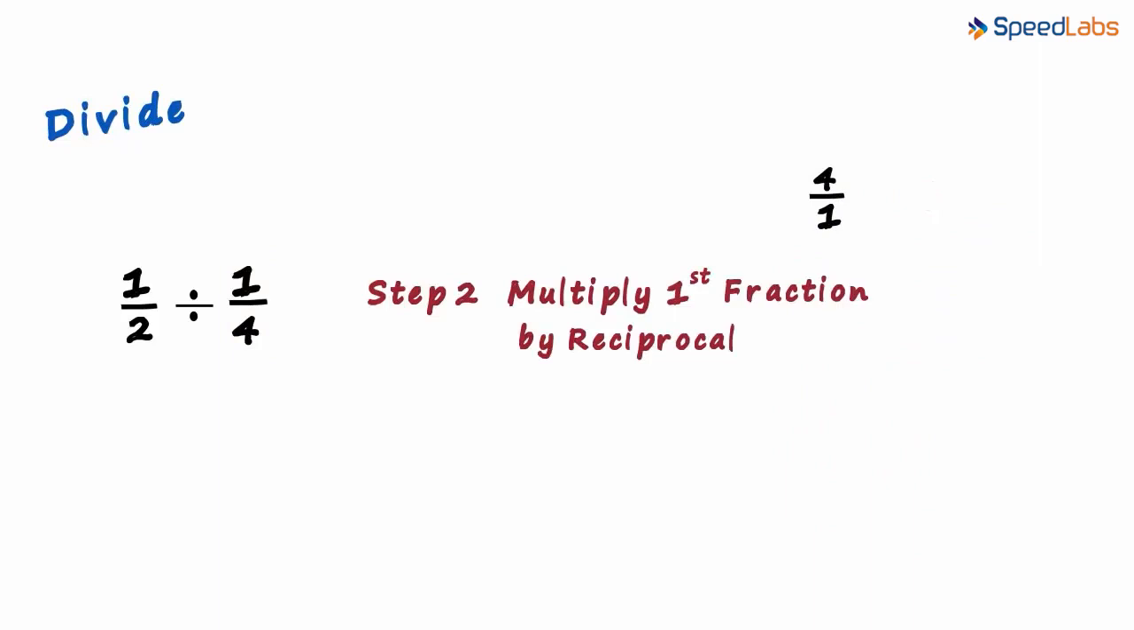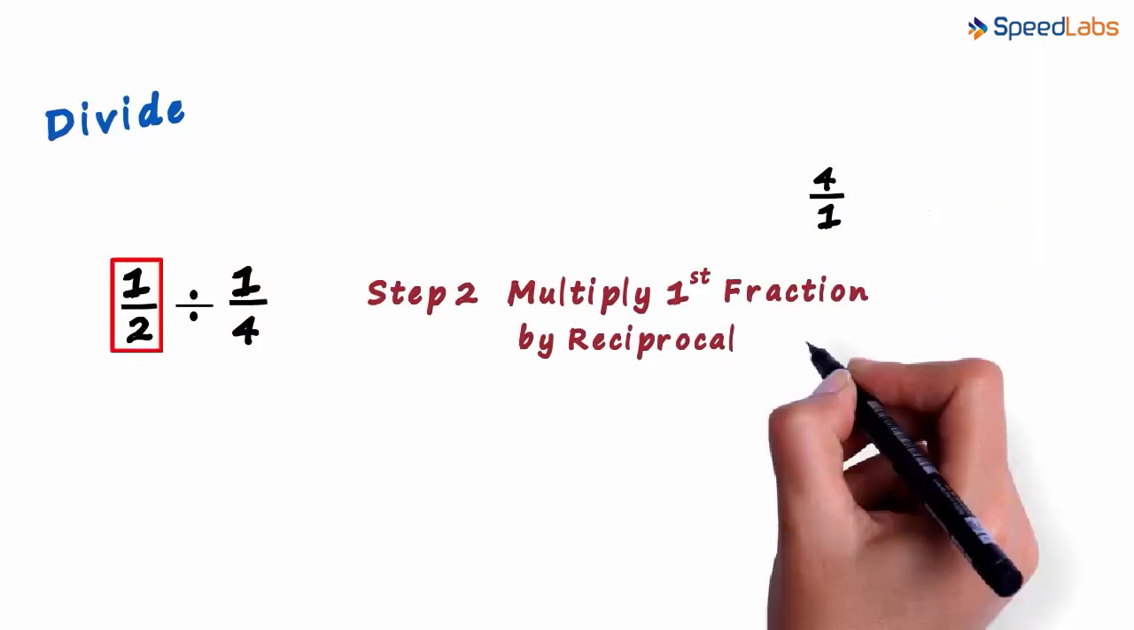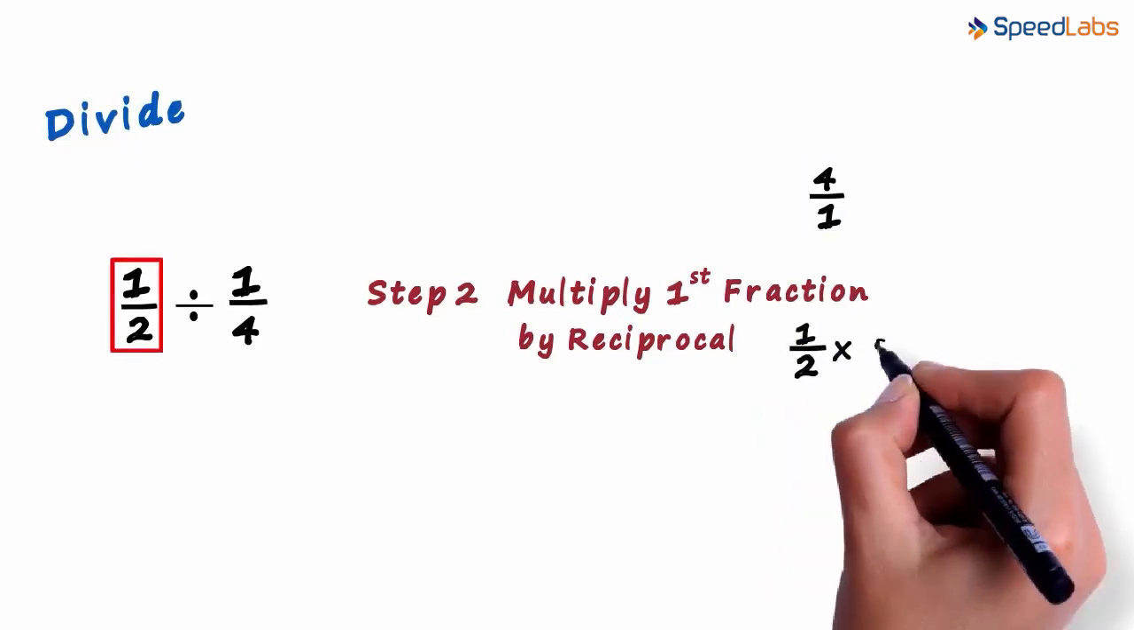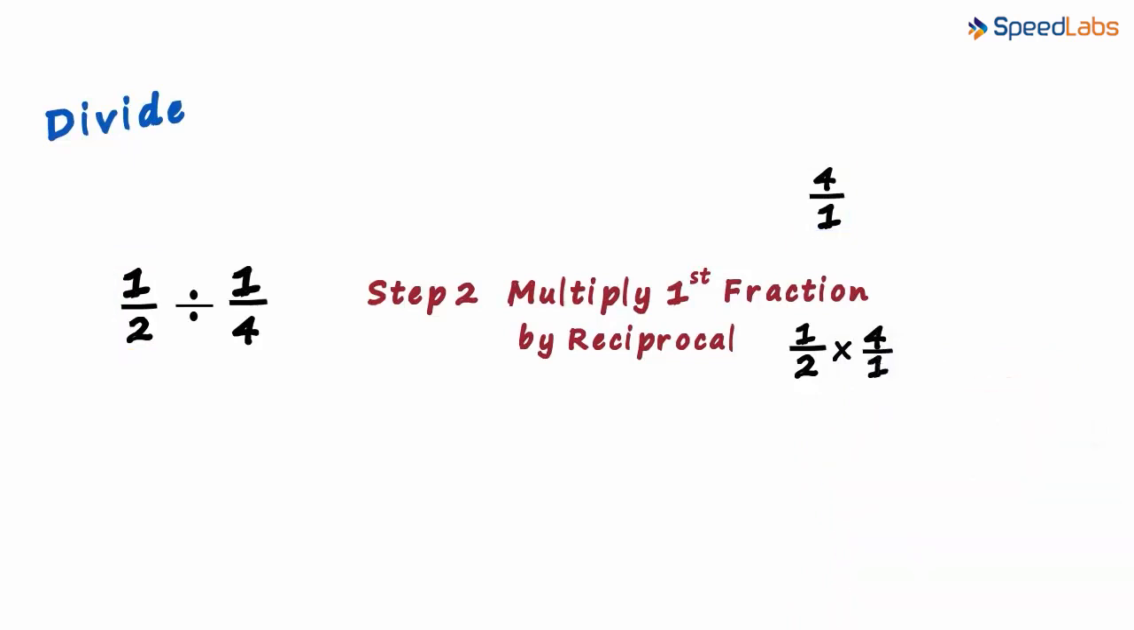In the second step, we multiply the first fraction, which is our dividend, with this reciprocal. So we multiply 1 by 2 with 4 by 1. This is simply multiplication of two fractions. The third step is to simplify the expression.